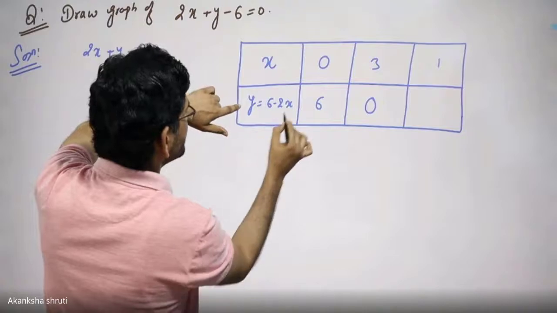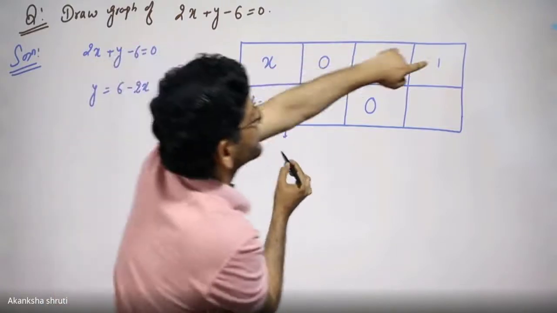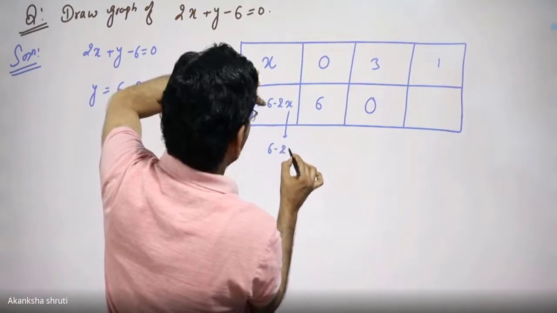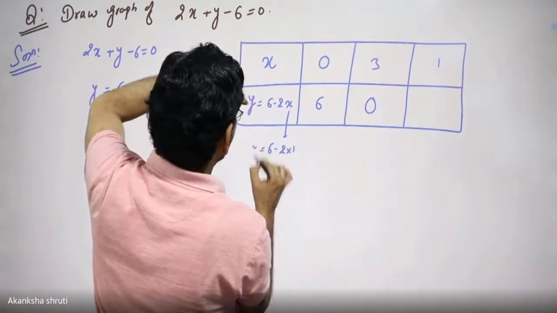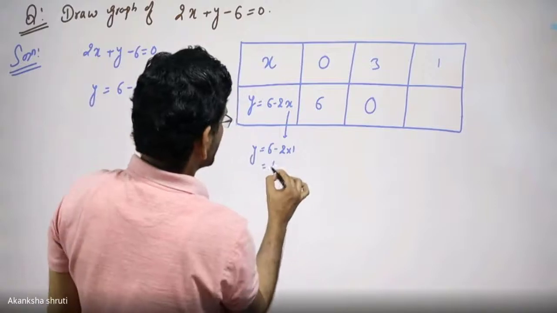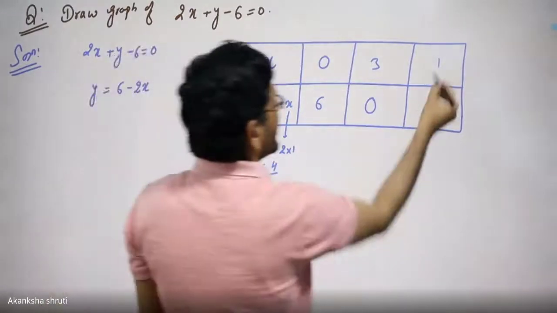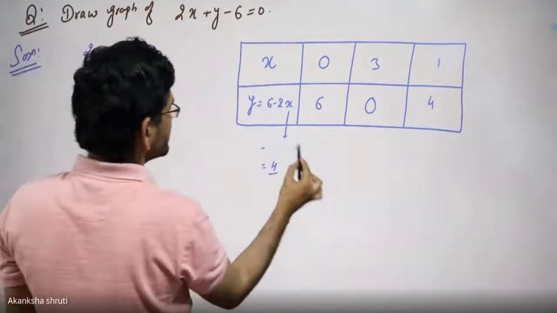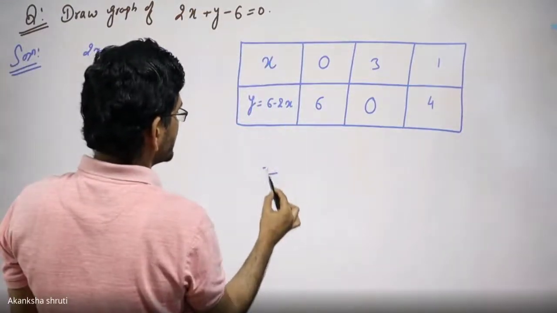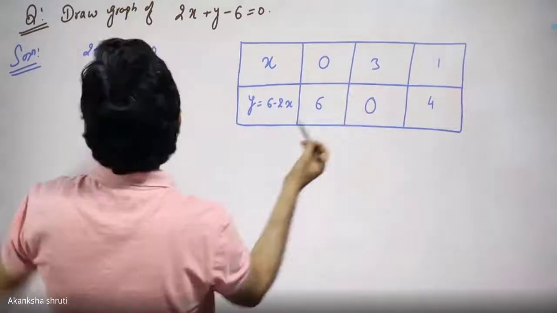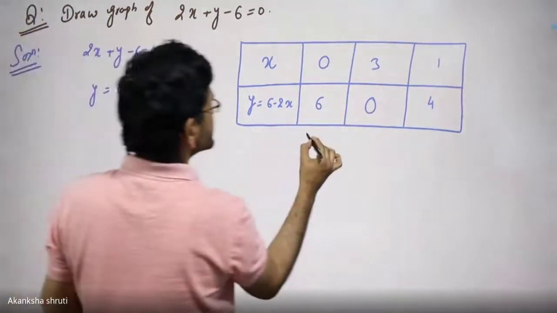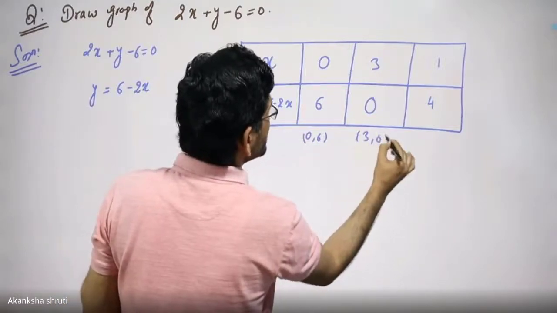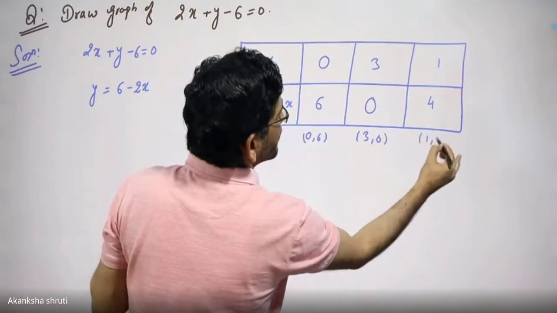So the y value, take this x as 1. This one we are going to substitute here. So it becomes 6 minus 2 into 1. This is the value of y. This is 6 minus 2, it is our 4. So x is 1, then y is 4. So student, these are the only solutions. So what are the points that we need to put? 0, 6, 3, 0, and 1, 4.